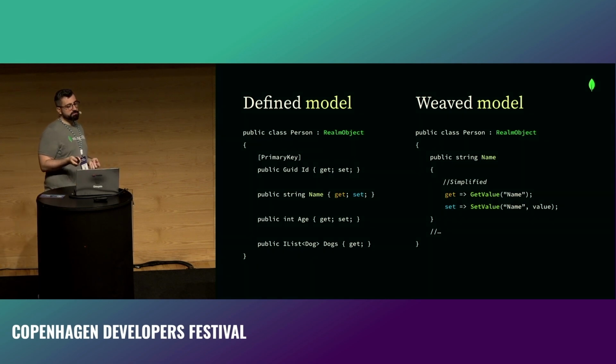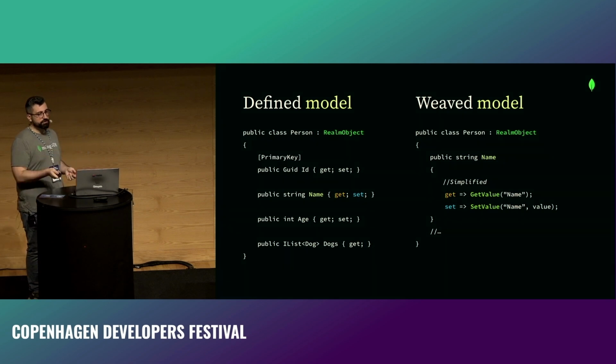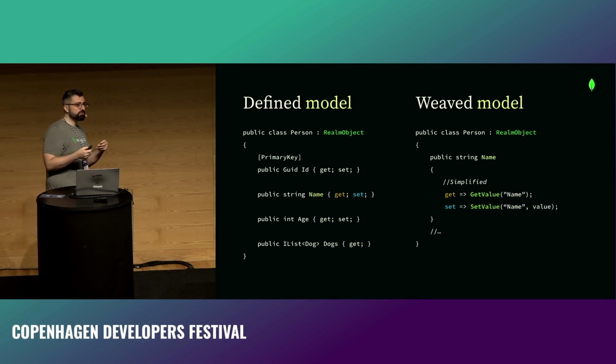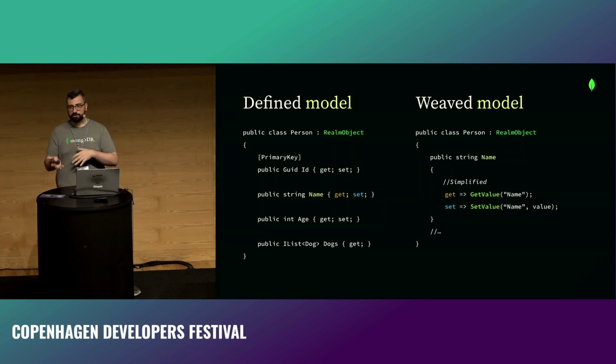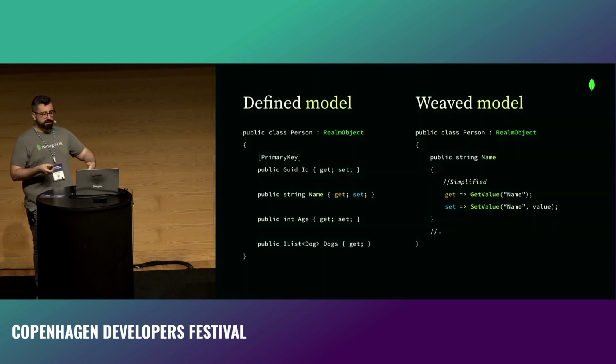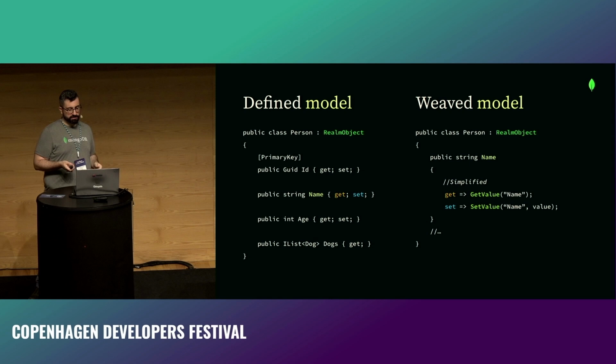One thing to remember about this is that this is an extremely simplified version of what the weaver is doing, because what is happening depends a lot on the state of the object. For example, if it has been added to the database or not. It depends on the type of the property and so on. So it can be much more complicated than this.